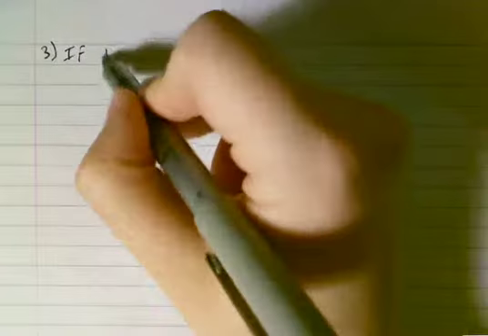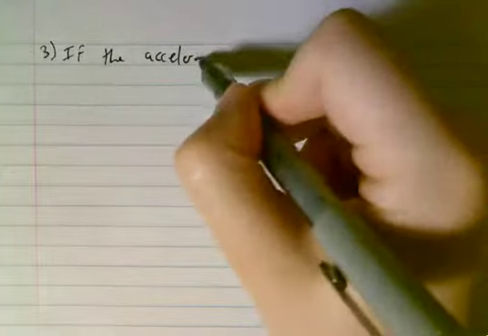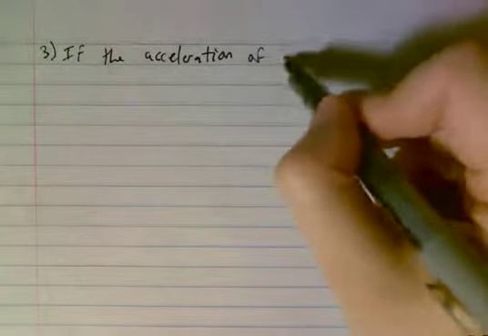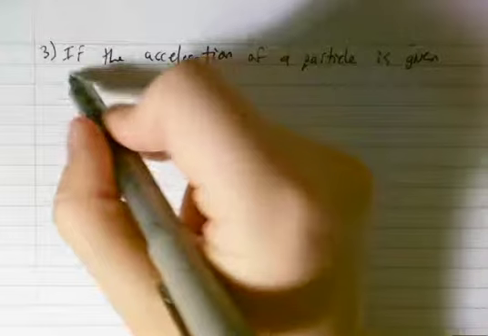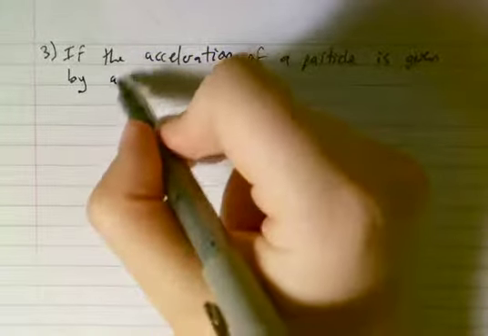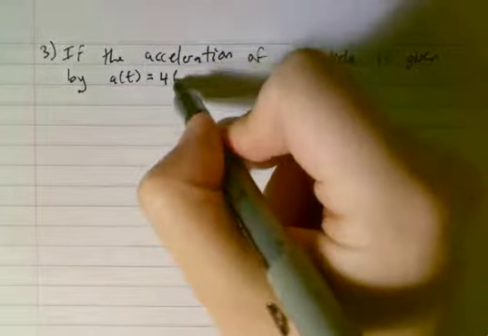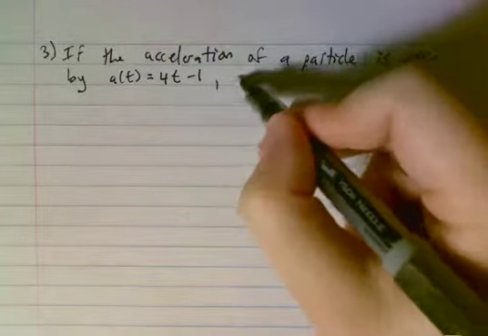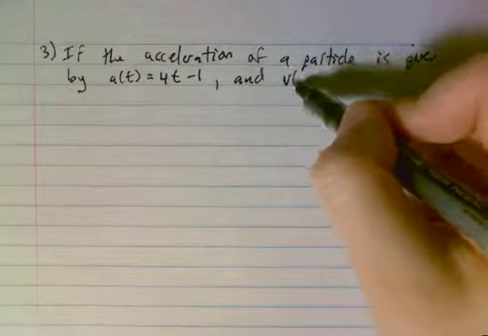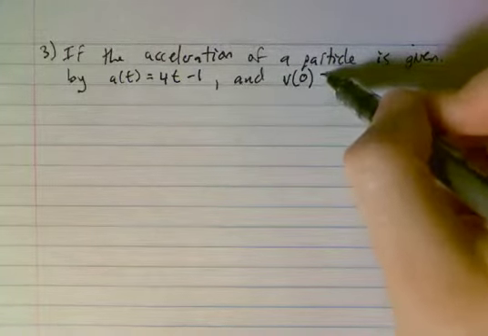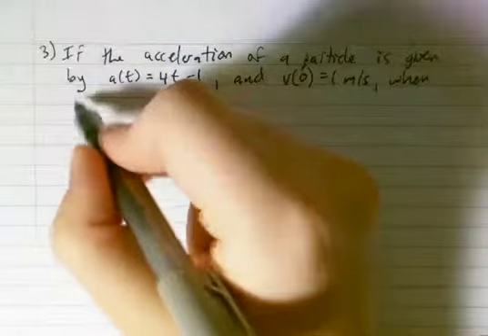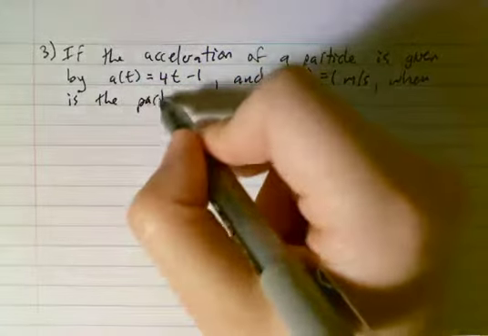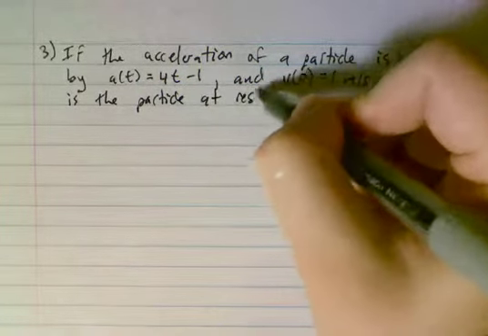This same idea works if we know something about acceleration and want to find out something about velocity. So for example, if the acceleration is given by a of t equals 4t minus 1, and the velocity at time 0 equals 1 meter per second. When is the particle at rest?